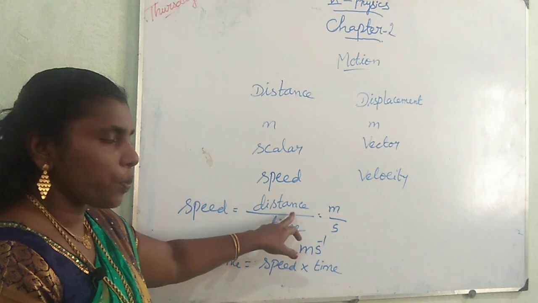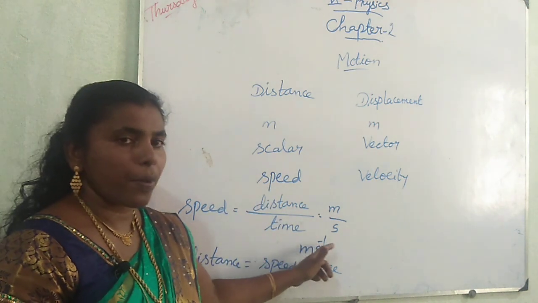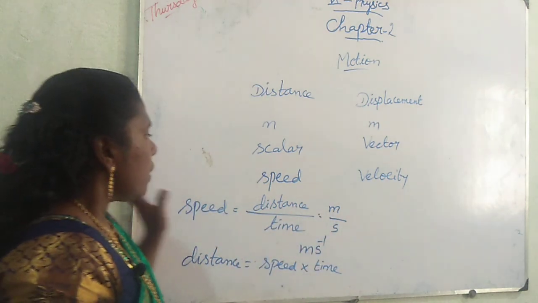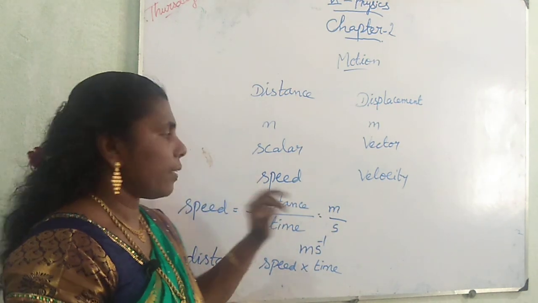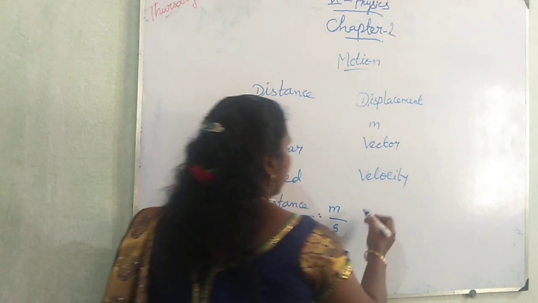The formula for speed is distance divided by time. The unit of speed is meter second power minus 1. So this is all about the speed. Now we can see the velocity. See the formula for velocity.